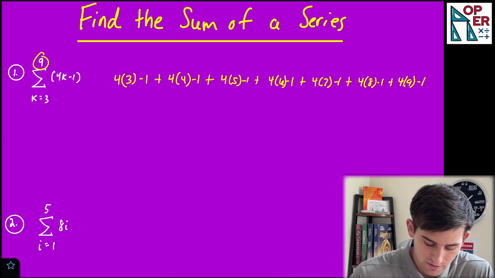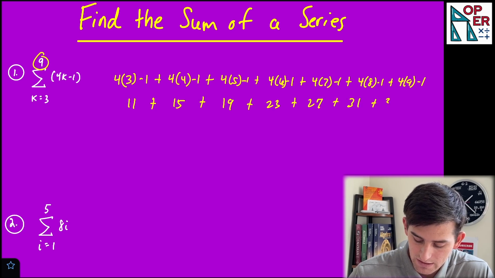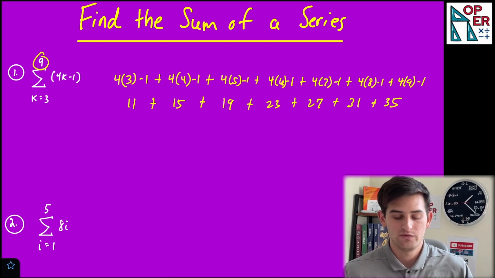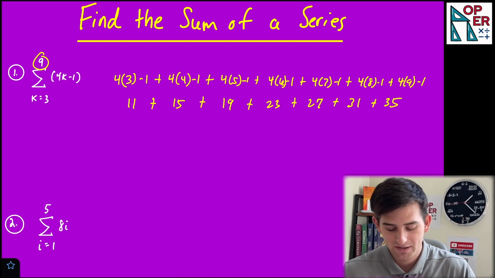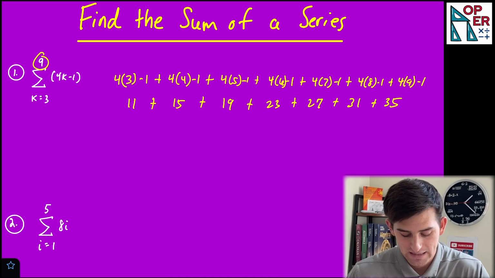4 times 3 would be 12, 12 minus 1 is 11, 16 minus 1, 15, 20 minus 1 would be 19, 24 minus 1 would be 23, 28 minus 1 would be 27, 32 minus 1 would be 31, and 36 minus 1 would be 35. So if you notice, 11, 15, 19, 23, 27, 31, 35, we're just adding 4 each time. So now let's add these numbers together.